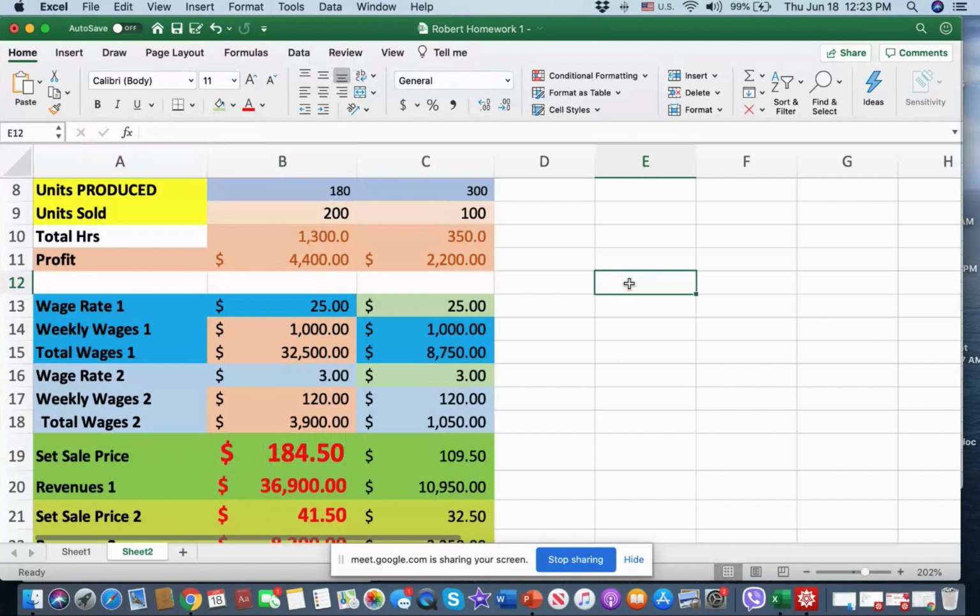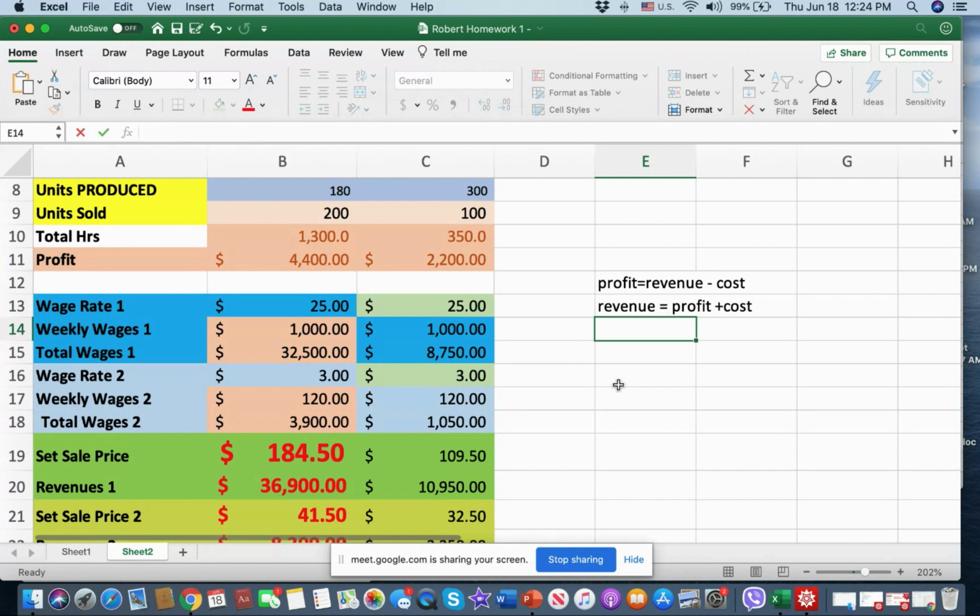Okay, I go and I see what it is. Profit is revenue minus cost. Clear? Yeah. Therefore, revenue is profit plus cost. Correct? I don't think so, bro.